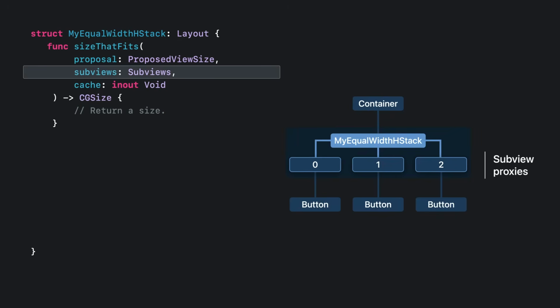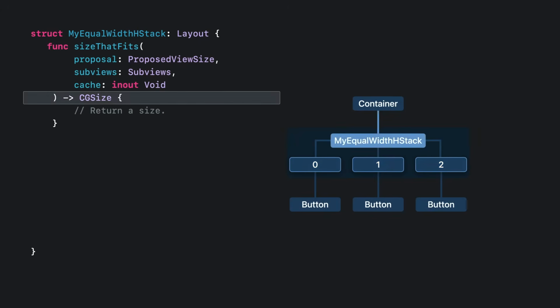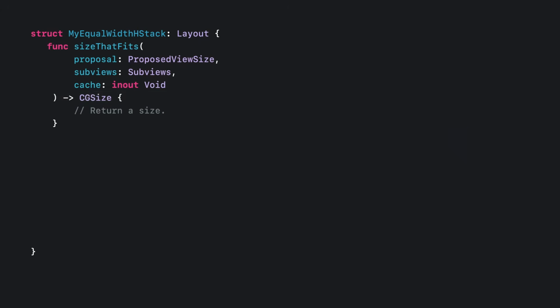Notice that I can't access the subviews directly. Instead, the subviews input is a collection of proxies that let me interact in specific ways with the subviews, like proposing a size. Each proxy returns a concrete size based on the proposal that I've made. I'll collect all those responses and use them to do some calculations, and then return a concrete size for the EqualWidthHStack to its container.